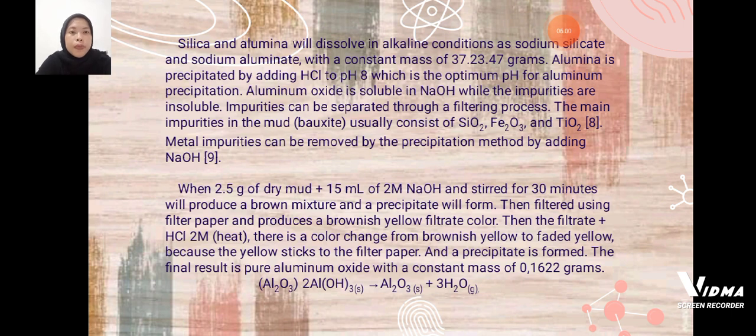Then the filtrate plus 2M HCl, there is a color change from brownish yellow to faded yellow, because the yellow sticks to the filter paper, and a precipitate is formed. The final result is pure aluminum oxide with a constant mass of 0.1622 grams. 2Al(OH)3 become Al2O3 plus 3H2O.